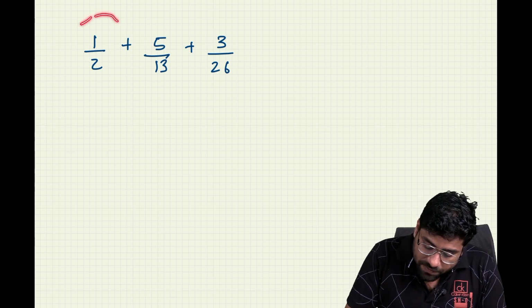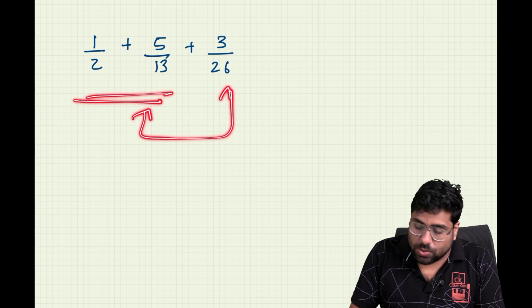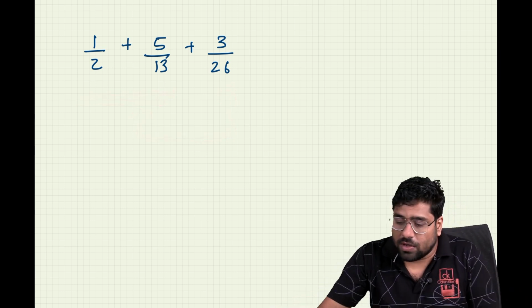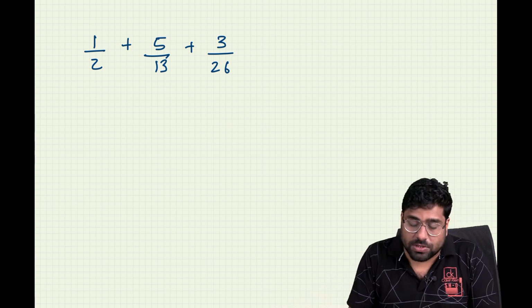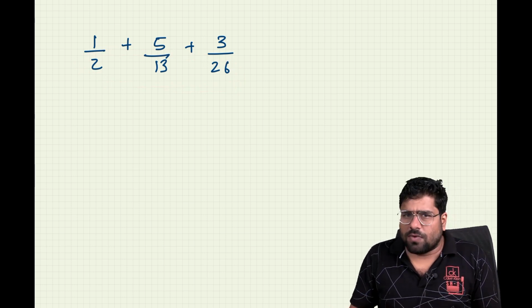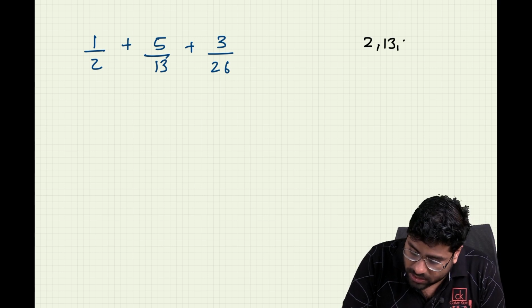Some people actually prefer to add first two terms, then take the sum of this one and then add these two. This is one method that many people actually have the tendency to follow. That is one way of doing it, of course, but the other way is a different approach in which we'll be adding all three of them together. For doing all three of them together, what we have to do is take the LCM first. So that is going to be 2, 13 and 26.